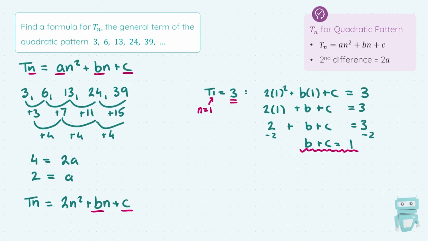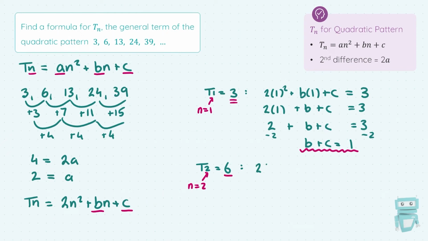And here I get my first equation, b plus c equals 1. I'm going to find a partner equation for this. As I said, we're forming simultaneous equations, so it needs its buddy. And I'm going to go ahead and say that the second term in this pattern, t2, equals 6, because if I look to the pattern, the second term is 6. And what that means is if I substitute n equals 2 into the Tn formula, the result has to equal 6. So let's go ahead and do that.